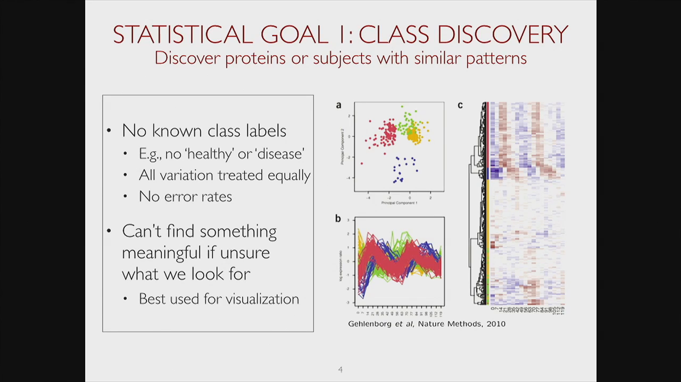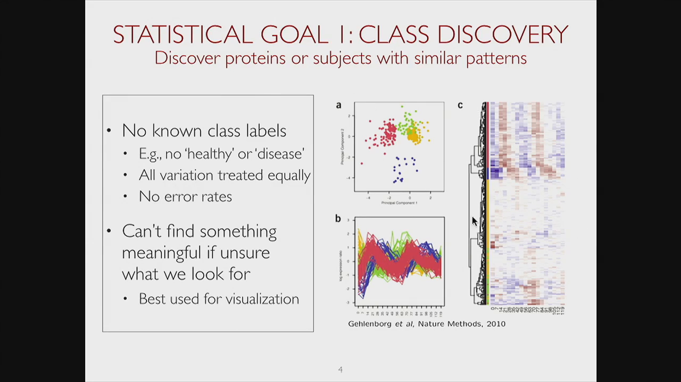Okay? So there are 3 types of statistical goals. When you say I have some kind of study, let's say a biomarker discovery experiment, that's what goes on in my mind. So the first statistical goal is class discovery. And we will look at things such as this.